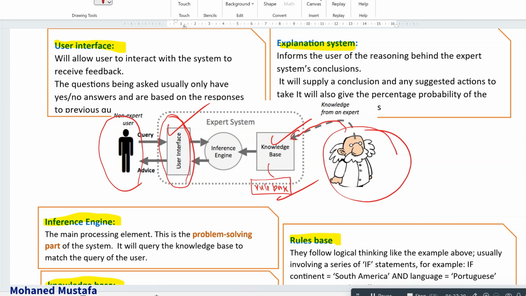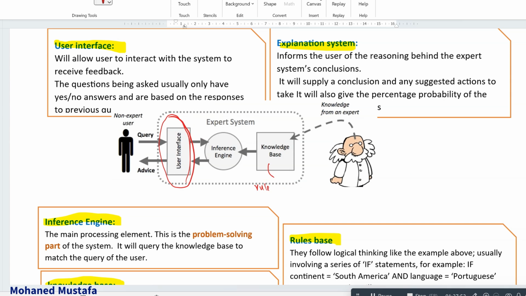Now, how will the knowledge base be searched to find the answer? By using an inference engine. Now, why didn't they just call it a search engine? Why do they call it an inference engine?